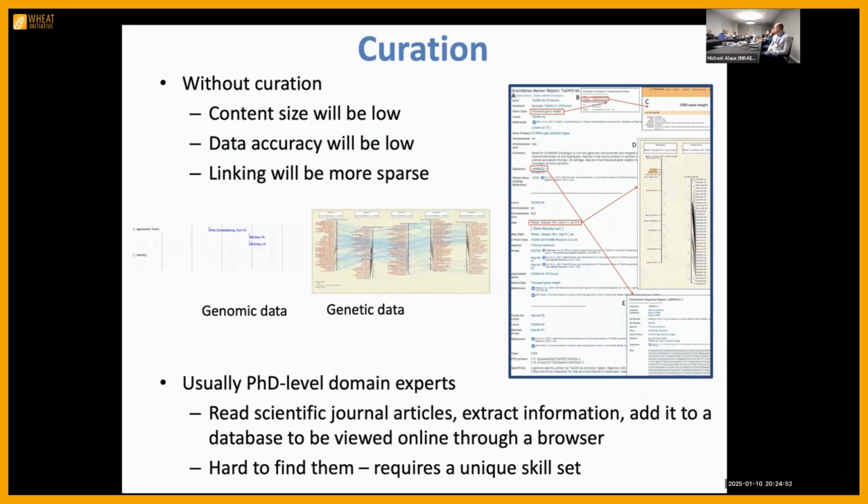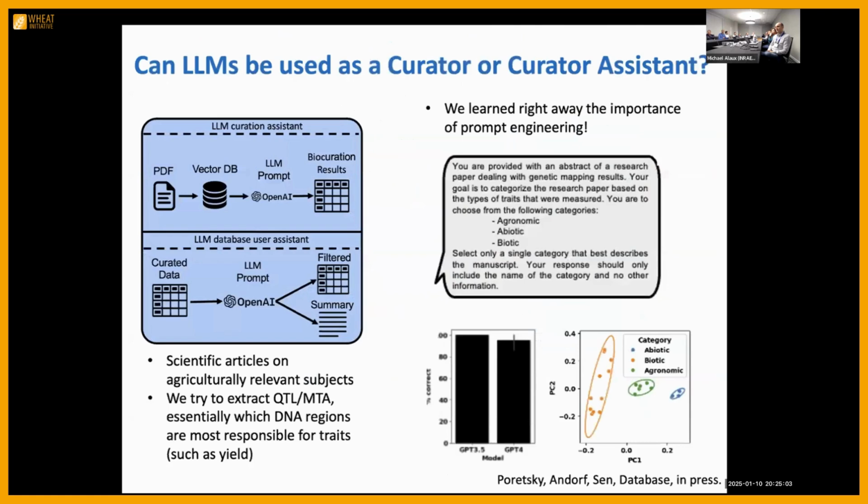Without curation, it's pretty much required. We know the importance of curation. Content size will be low, data accuracy will be low, and linking will be more sparse between data types. So what to do? We thought that maybe ChatGPT or other LLMs can be a way to reduce the need to do more curation, and also to allow us to do more curation.